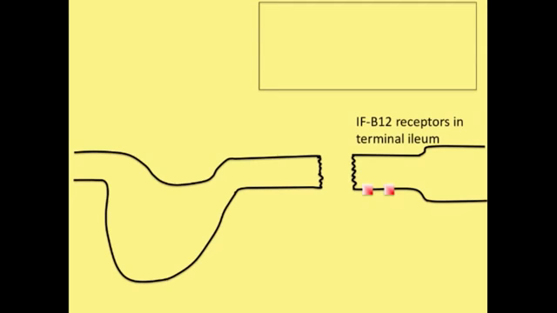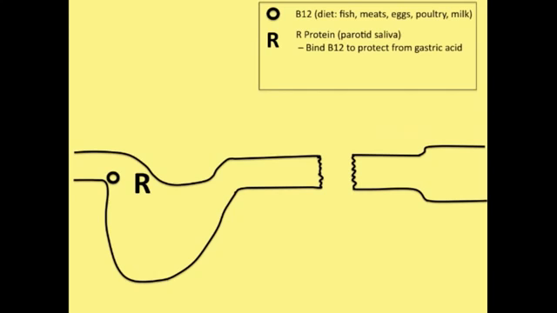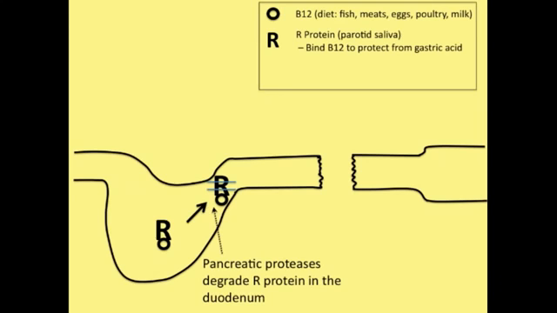So let's go through the pathway. Here we have the B12 coming from our diet. We have the R protein coming from the parotid saliva, and the two join together. And the R protein protects the B12 in the stomach from gastric acid. But then when you get into the duodenum, the pancreatic proteases degrade R protein. And now you can see that the B12 is free to unite with intrinsic factor, and that occurs in the duodenum.